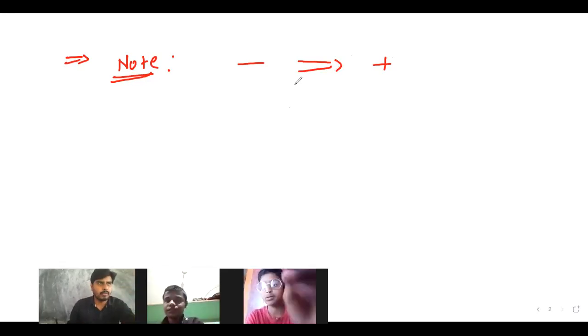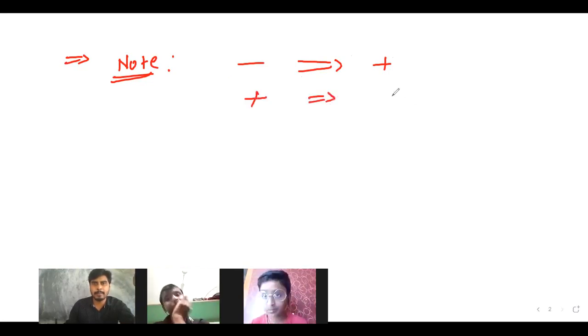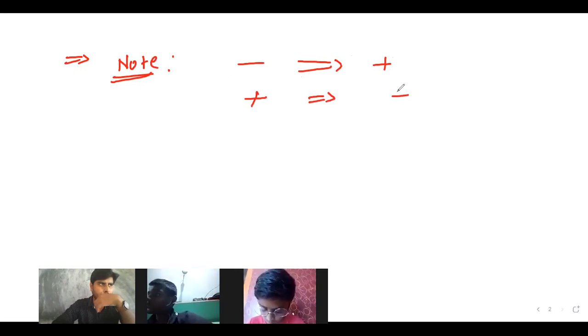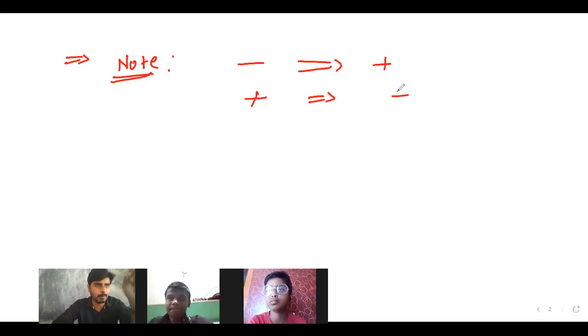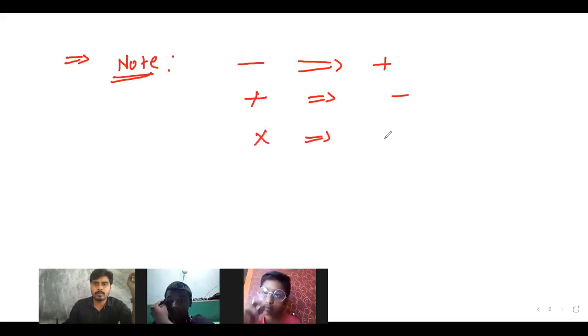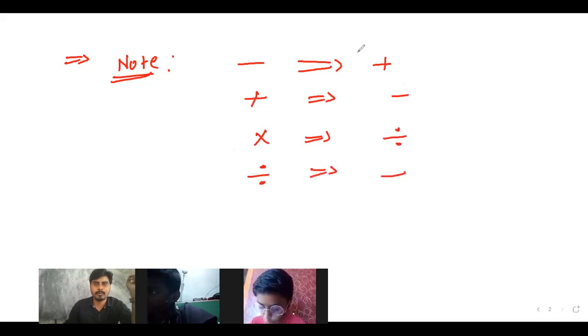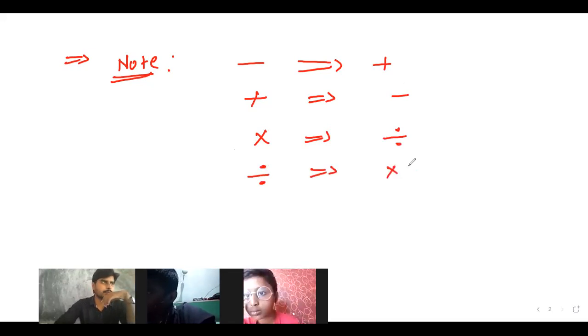If you transpose minus, it becomes plus. If you transpose plus, it becomes minus. Whether it is LHS to RHS or RHS to LHS, plus becomes minus, minus becomes plus. Very important concept. And multiplication will become division, and division will become multiplication. Clear? We shall look at the application of this note now.